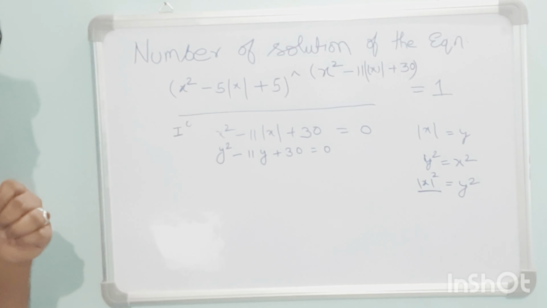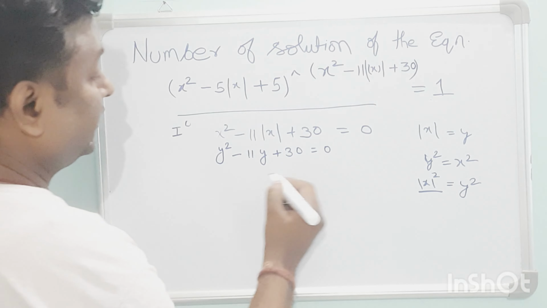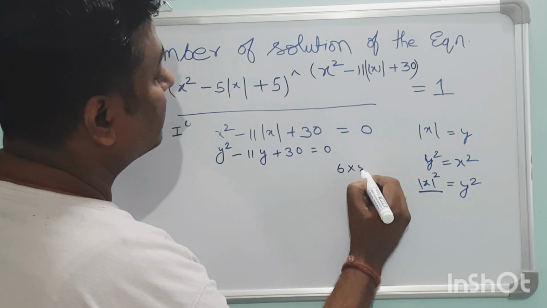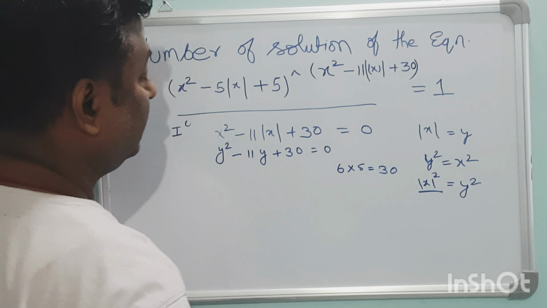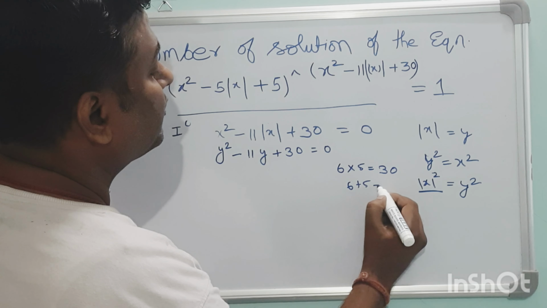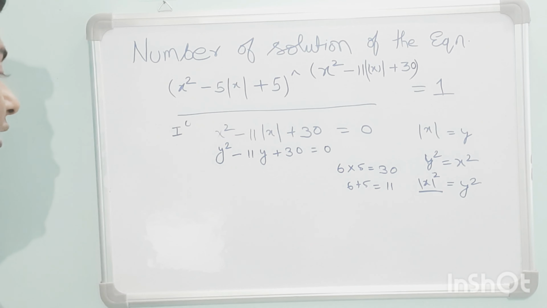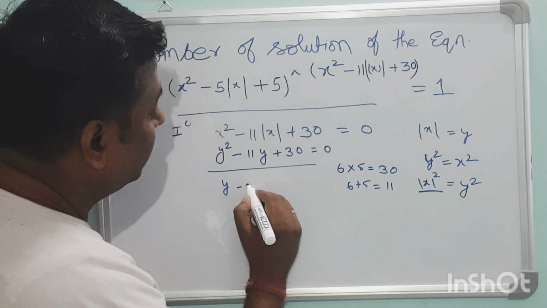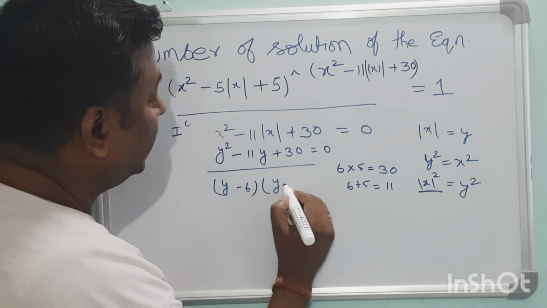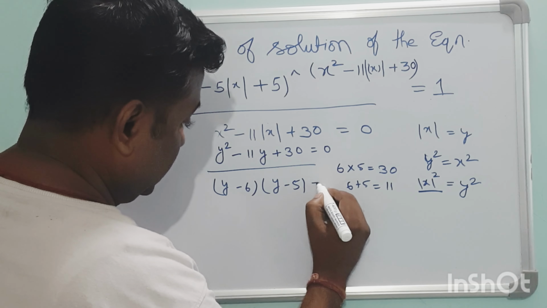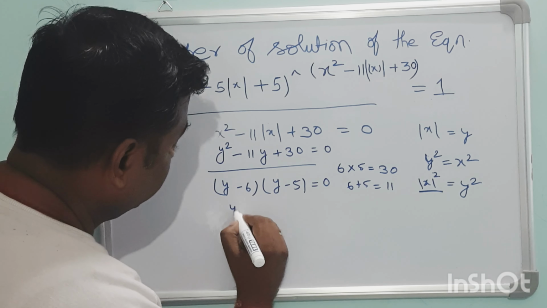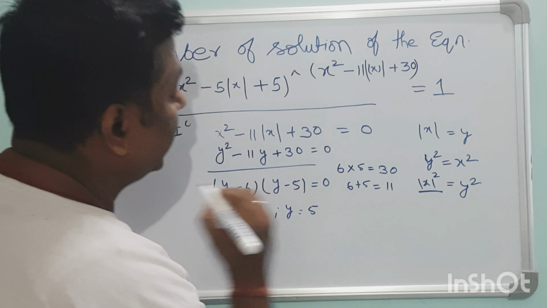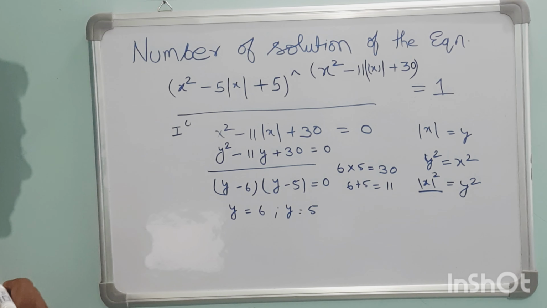Now, if we do the middle term split, we know that this 30 can be written as 6 into 5, which is 30, and 6 plus 5, which gives me 11. So I can apply the middle term split here. This will become y minus 6 into y minus 5 equals 0. So from here I get y is equal to 6 and y is equal to 5. These are the two values which we get here.